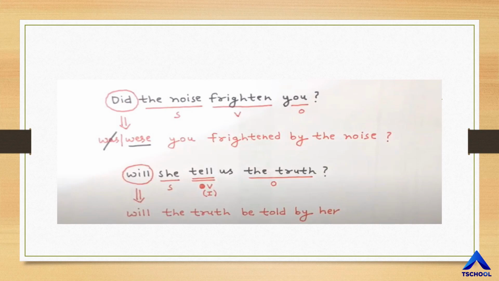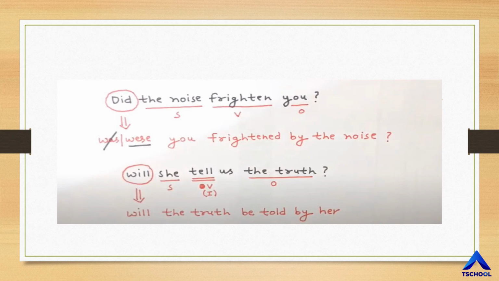So if it is in second form, what are we going to use? We are going to use was or were. So the answer would be either was or were. You frightened. Frightened is in the third form. Frightened by the noise. So what would be the answer? Were you frightened by the noise?